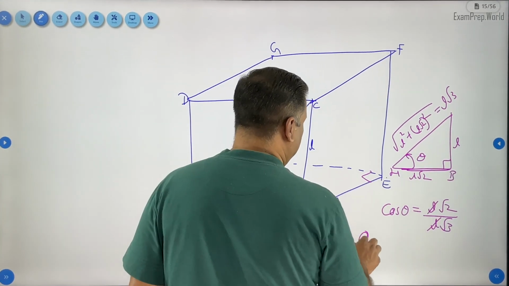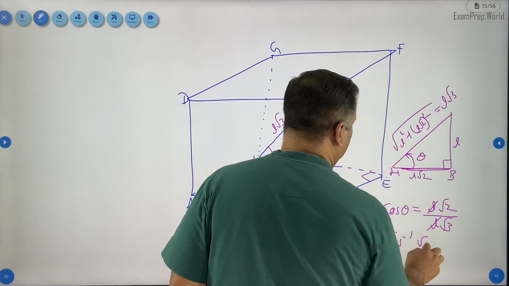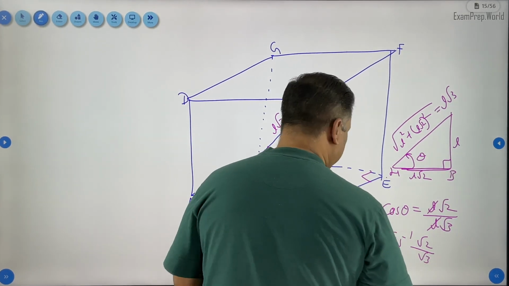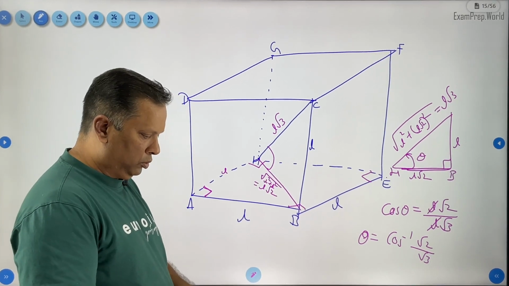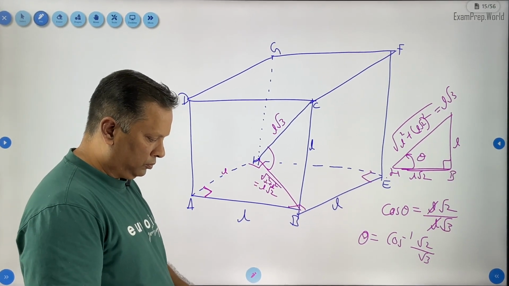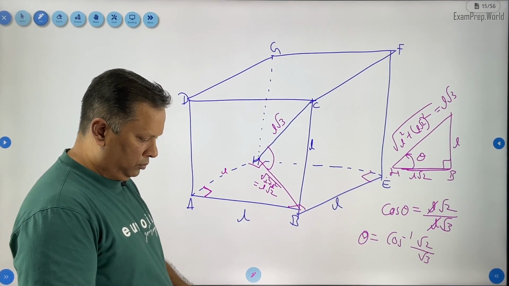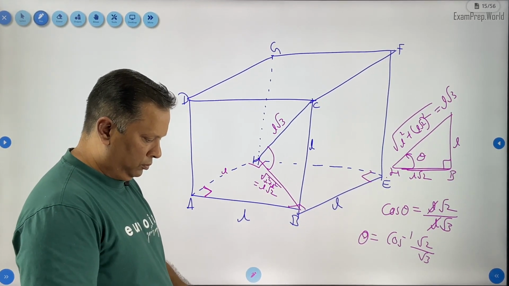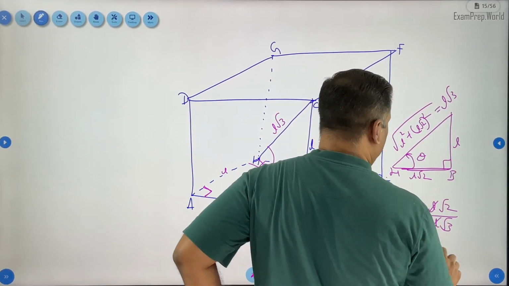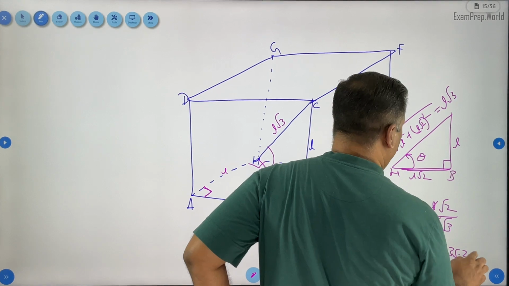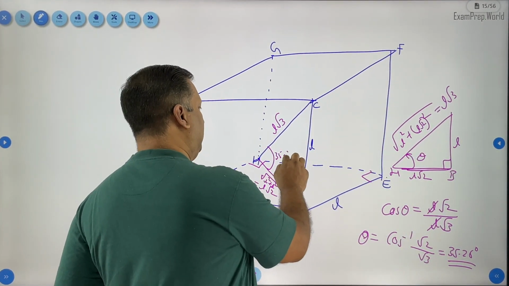Yes. Theta equals cos inverse of root 2 over root 3. Right? You will get your theta. So, let us do that. Cos inverse of root 2 over root 3 is 35.26. So, it is 35.26 degrees. So, this angle is 35.26 degrees.